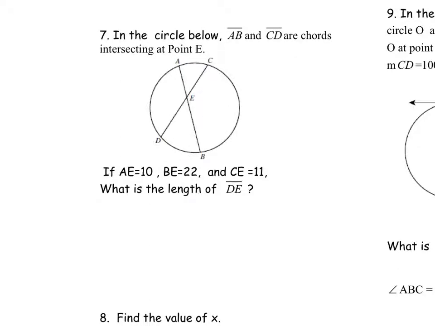Alright, here we are on page 2 of the Circles Review. So let's get going. Number 7. In the circle below, segment AB and segment CD are chords intersecting at point E. Okay, and you can clearly see that here in the picture.